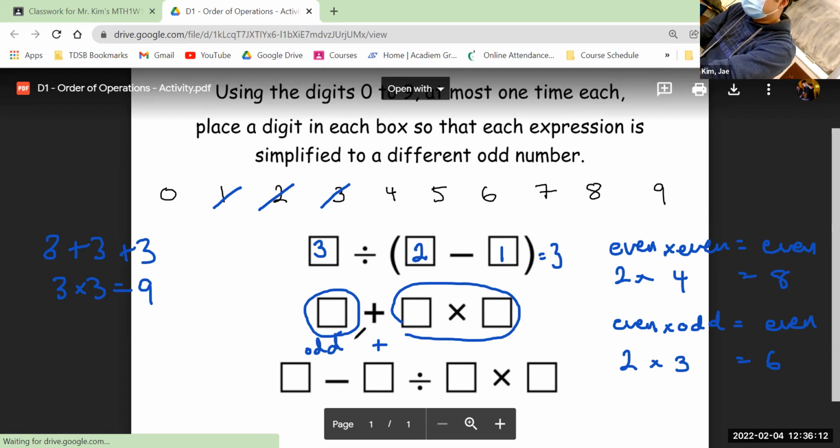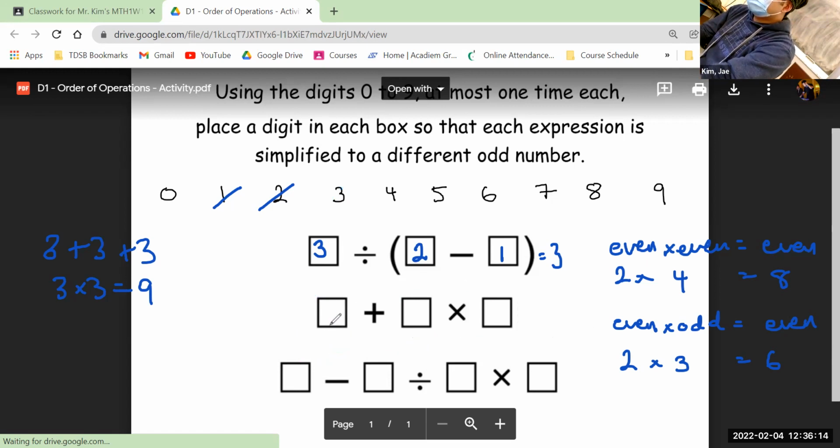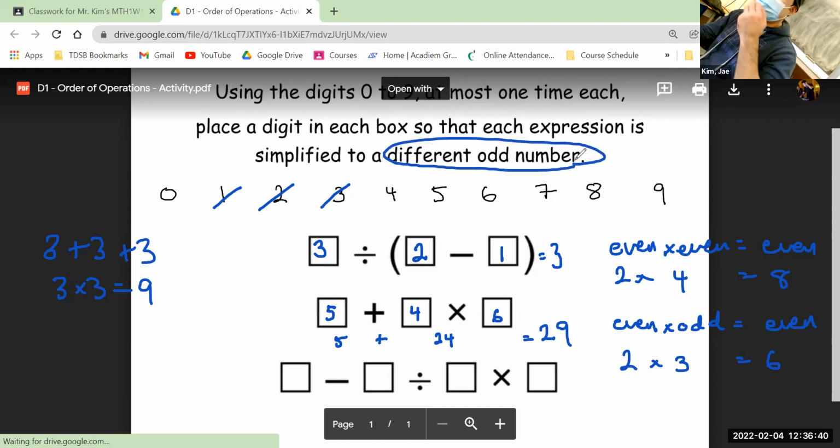So I'm going to try. I'm going to make this an odd. Maybe I'll do 5. And I'm going to make this an even. Maybe I'll do 4 times 6. So 4 times 6 by bed mass is 24. And I'm adding it with the 5. My answer is 29. The answer doesn't have to be within 0 and 9. No, as long as it's a different odd number.